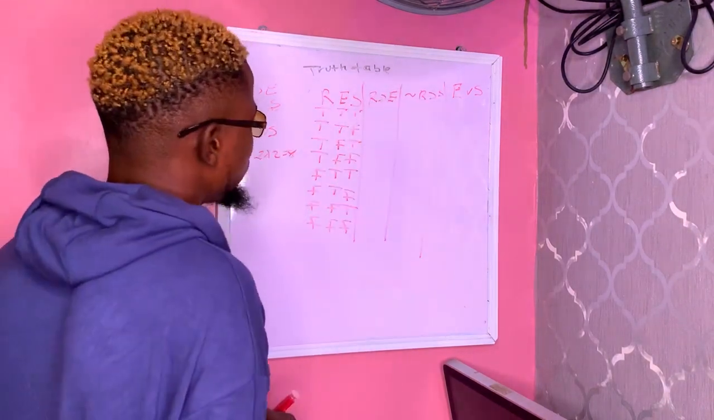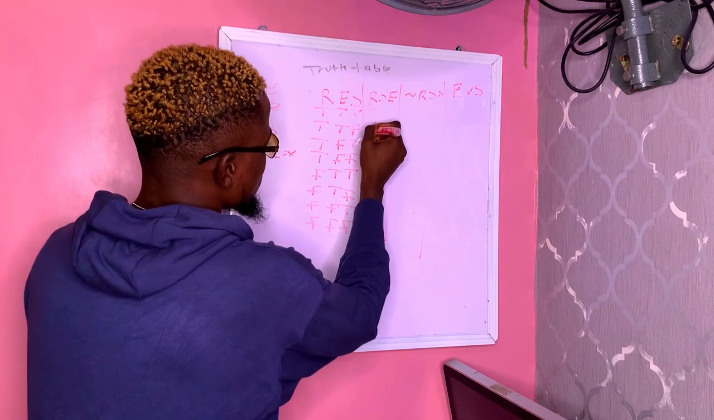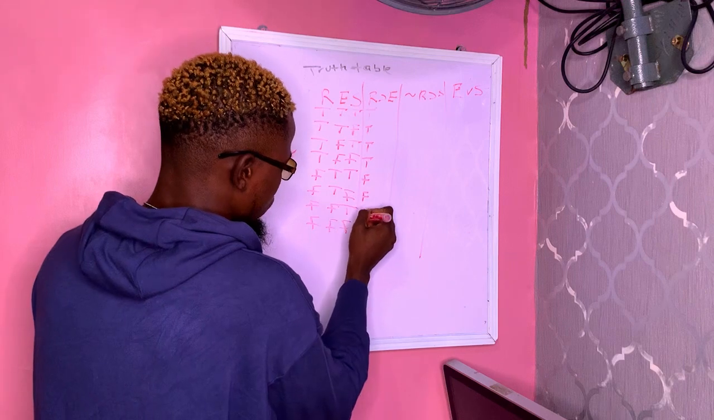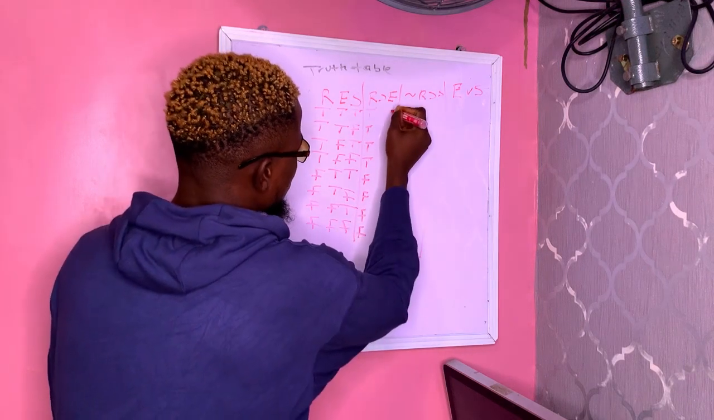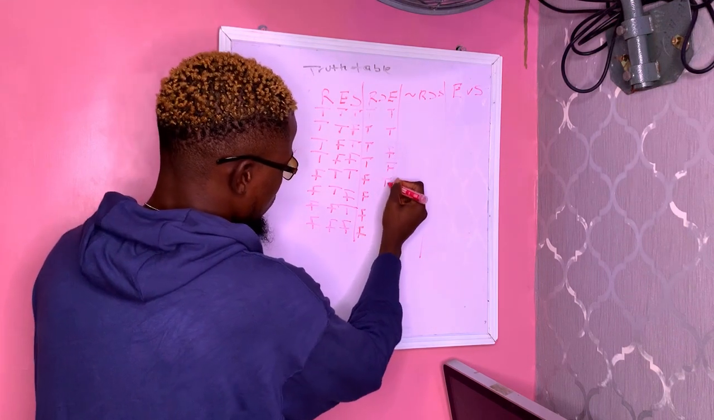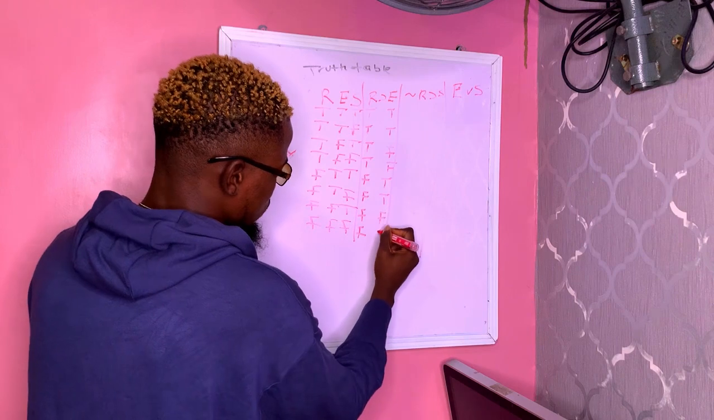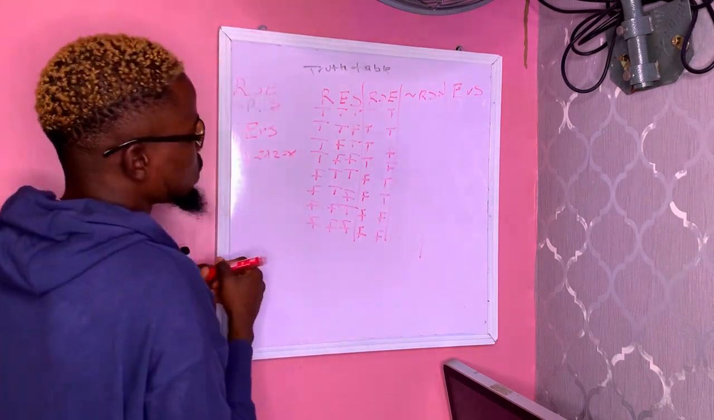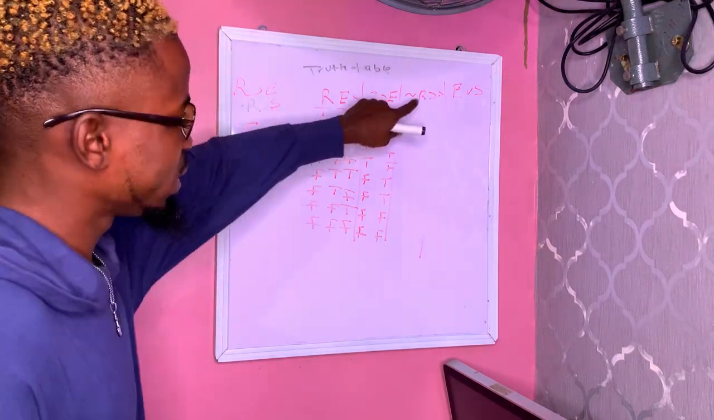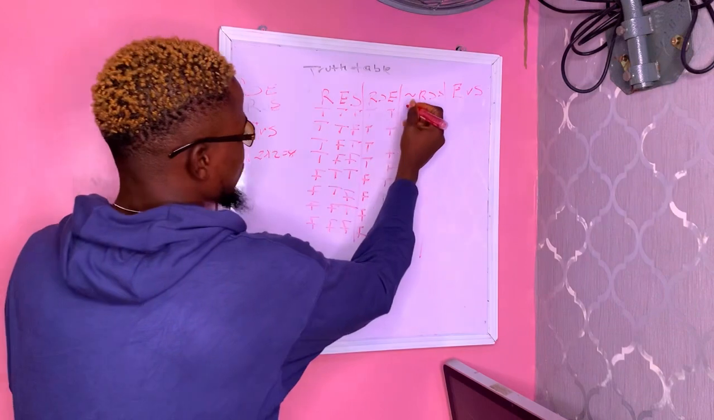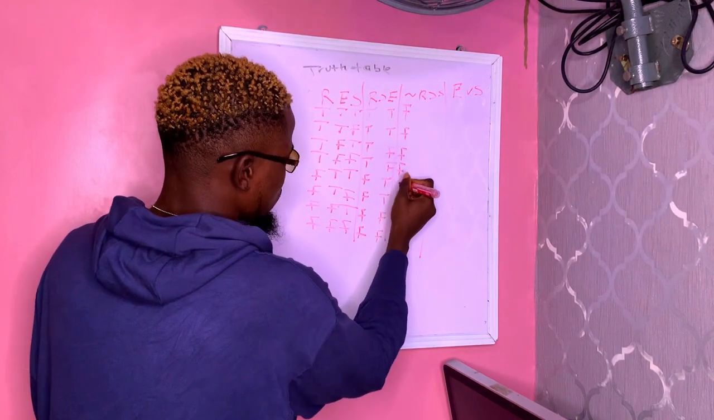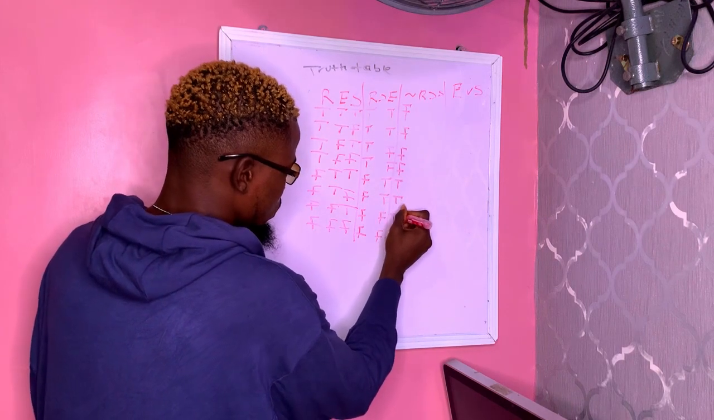So let's now assign it to the body of the argument. R is T, T, T, T, false, false, false, false. E is T, T, false, false, T, T, false, false. Okay, now since R is already T, T, T, T, false, false, false, false, negation R is going to be what? False, false, false, false, T, T, T, T.